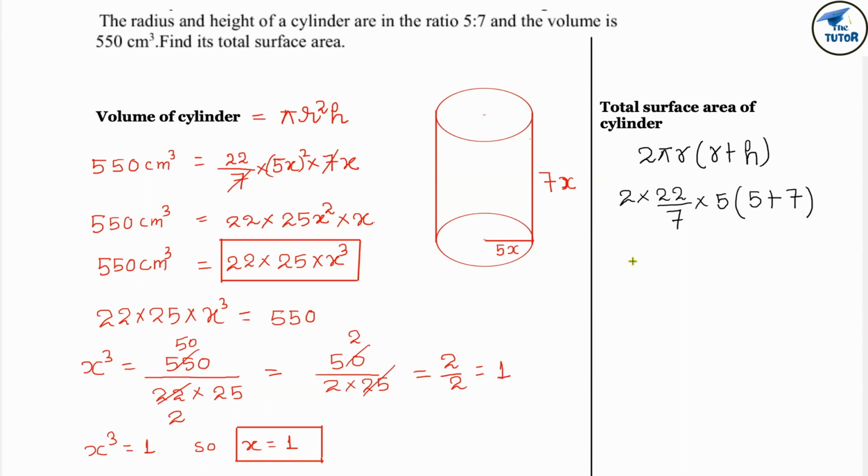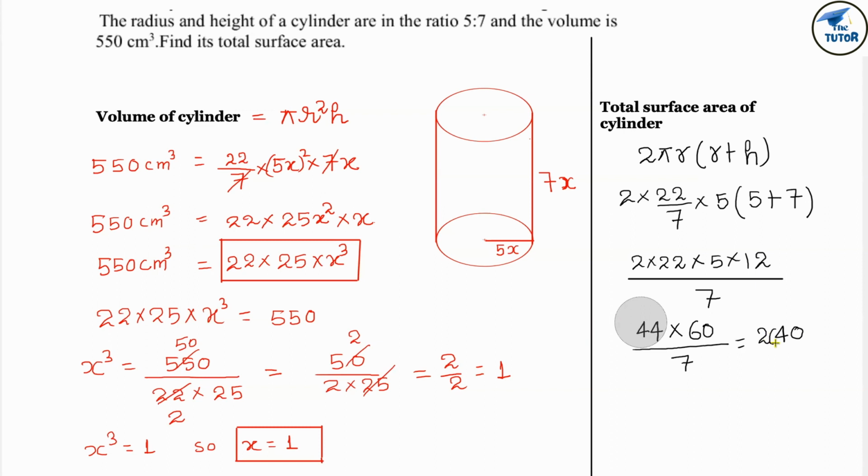Now solve this. 2 times 22 times 5 times, 7 plus 5 is 12, whole divided by 7. Okay, so 2 into 22 is 44 times 60 divided by 7. It will be 2640 by 7. So finally you will get 377.14 as your final answer.